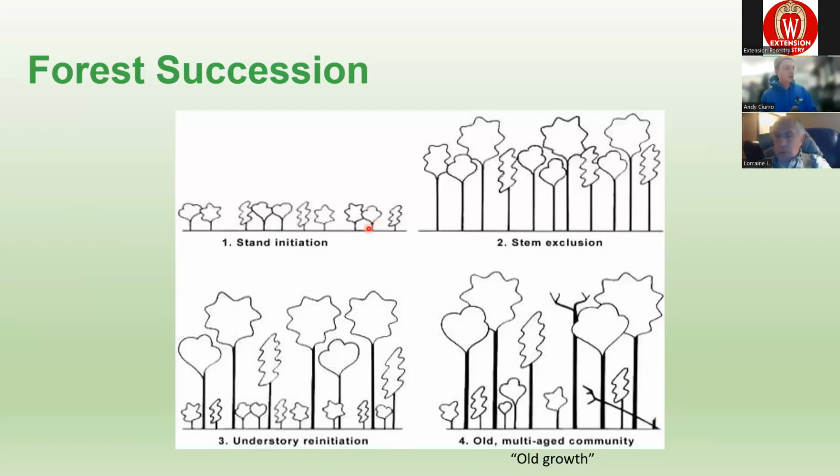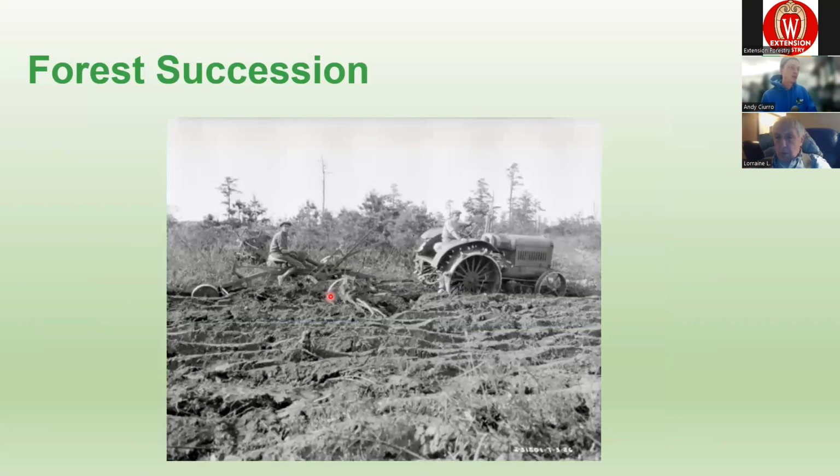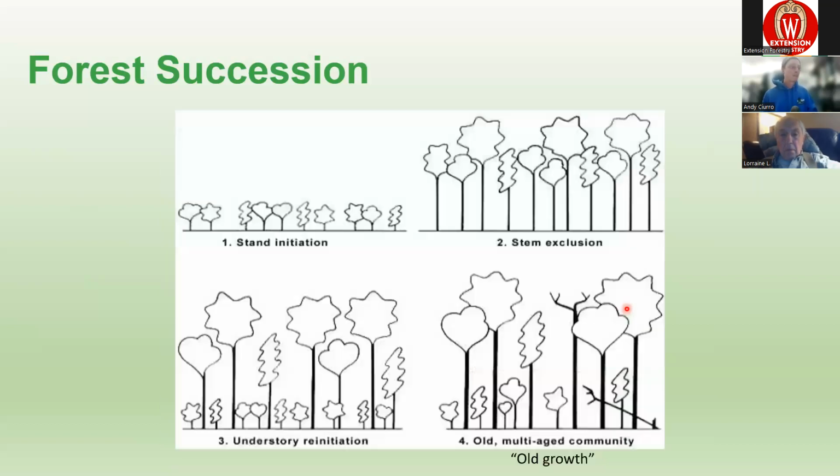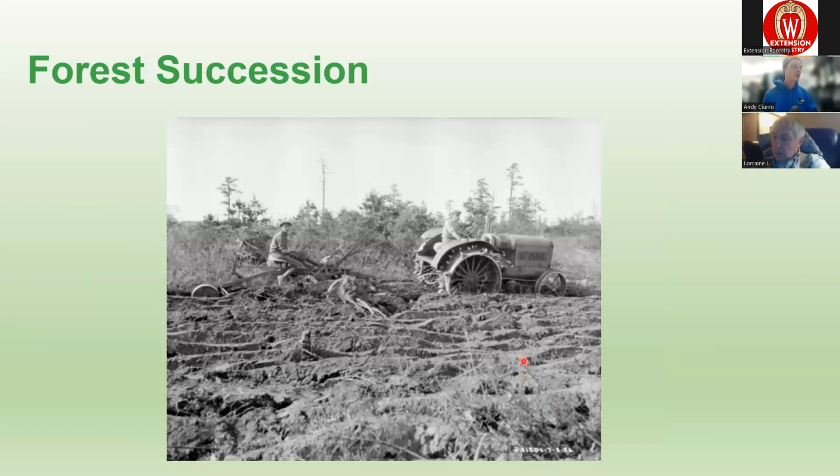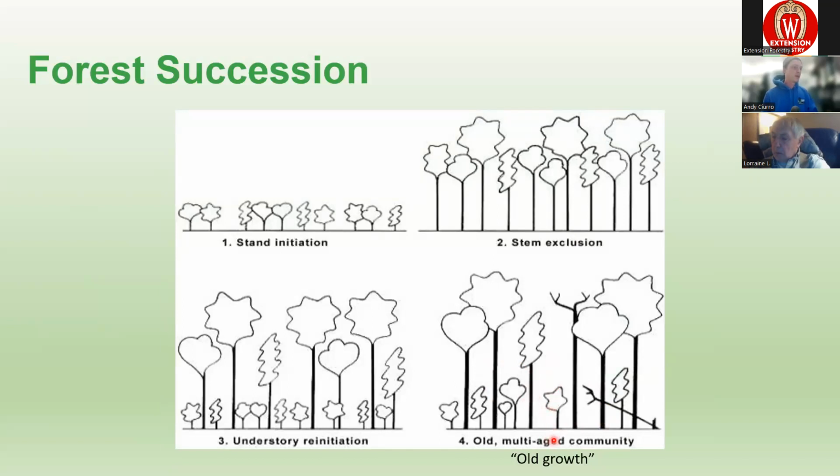So pretty much all of Wisconsin is in these first 3 stages: stand initiation, stem exclusion, and then understory reinitiation. There's not a lot of old growth. Why is that? If you think back to the history of the state, back in the 1800s and 1900s, people were colonizing out there to tame the forest. They thought cropping every piece of land they could was the way to go, cutting every piece of timber they could find. So we really haven't gotten to this old growth yet. It's only been about 100 years or so since that historic cutover happened. So it really is a rare thing to find these old growth forests.